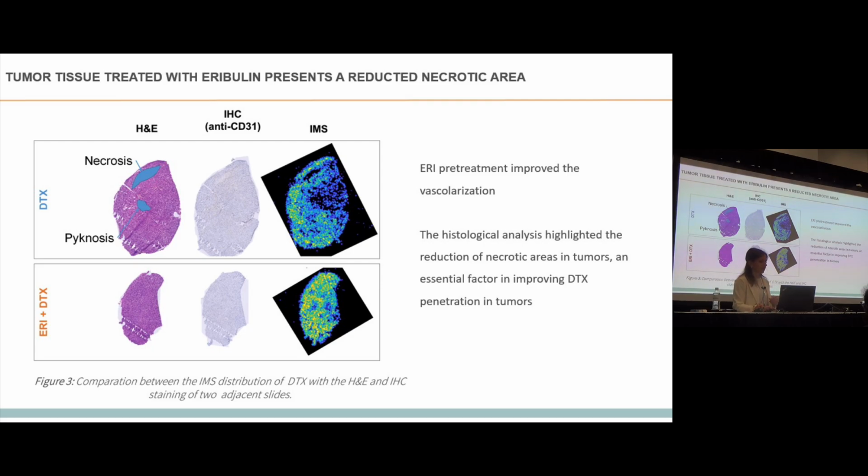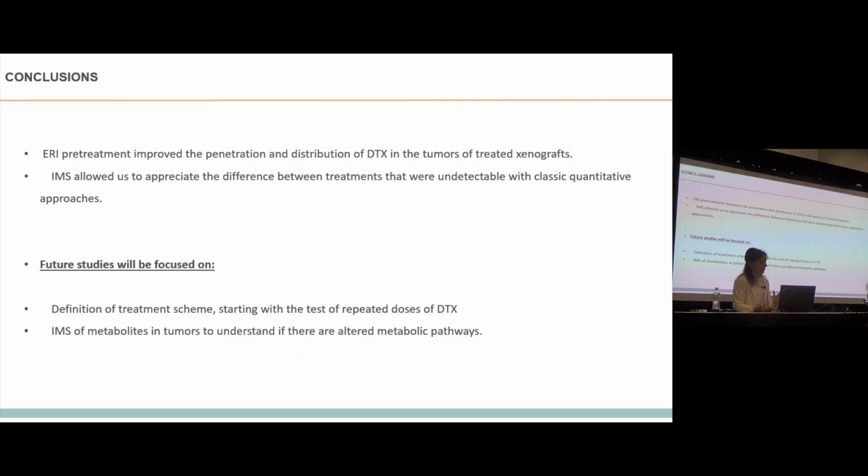So the consequence is that we have a better tissue for anti-tumor drug distribution. In the upper part, we have the results from docetaxel treatment, and in the lower part, we have the results with the pre-treatment with eribulin. So in conclusion, in this case, the eribulin pre-treatment improved the penetration and distribution of docetaxel, and we can appreciate these results using the imaging mass spec approach.